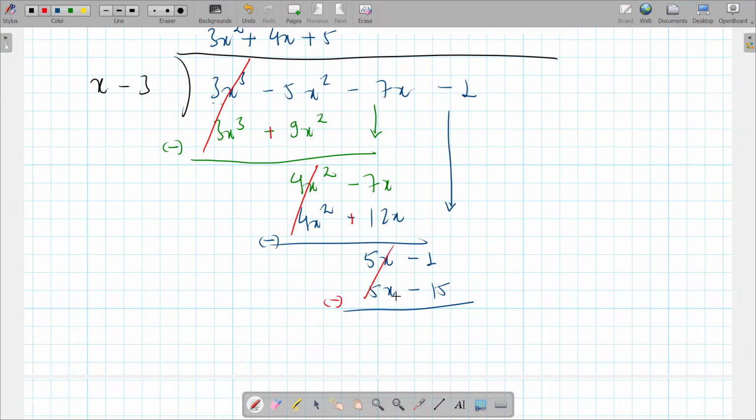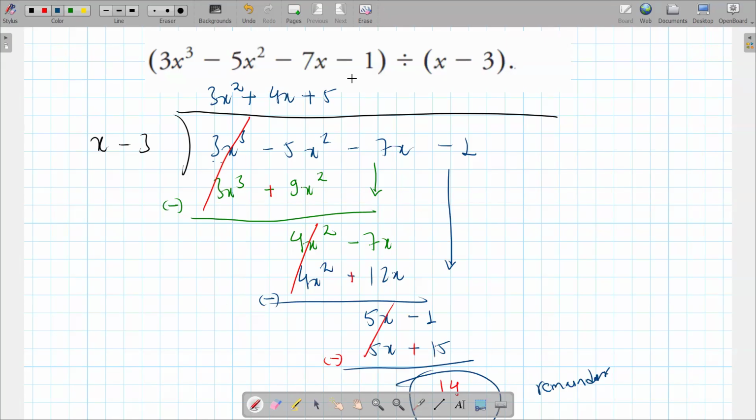Minus, this cancels out. This becomes a plus 14. So now this is your remainder. If there's a remainder, that means it's not a factor. Keep that in mind. We'll talk more about it next time. But that's your remainder. The remainder ideally should be 0. Then you have a good function you can graph. If your remainder is 14, you will not be able to graph it, unfortunately.